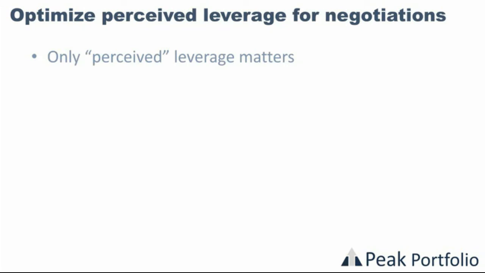So the first one is only perceived leverage matters. If you have leverage and the other side doesn't realize it, you really don't have leverage. And vice versa. If they think they have leverage and they don't, they still have the leverage because they think they do. And if you think they have it as well, then they have it. So it might not be really real leverage, but it might just be perceived. So the perception really is the reality in this case, and you have to really understand who's perceiving that they have the leverage and who's perceiving that you have the leverage.